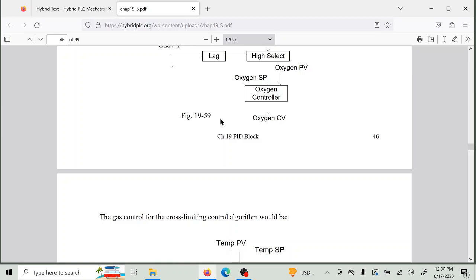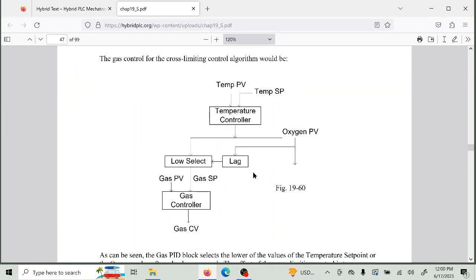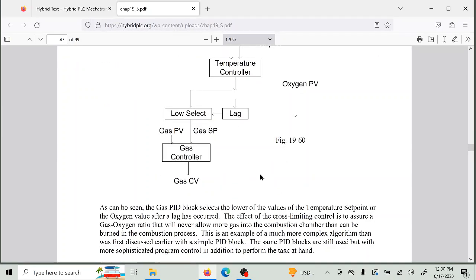And think of it as a FIFO, first in, first out. That's one way of doing it. It's not the only way of doing it, but it's one way of doing it. You can also build it using the structured text language. You can do it as well using that. It's your choice.